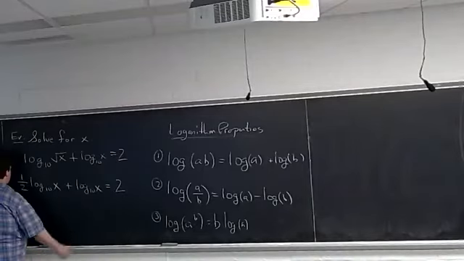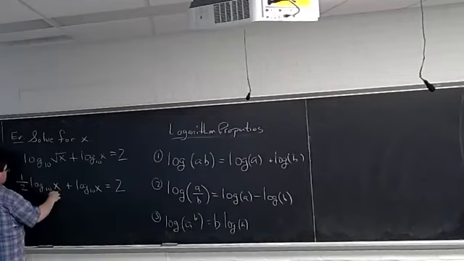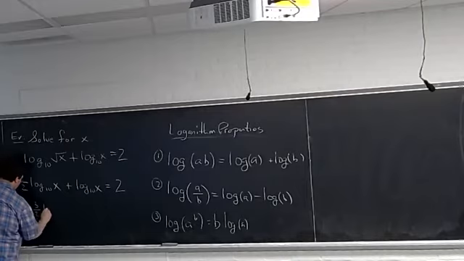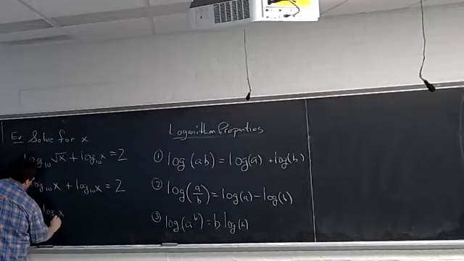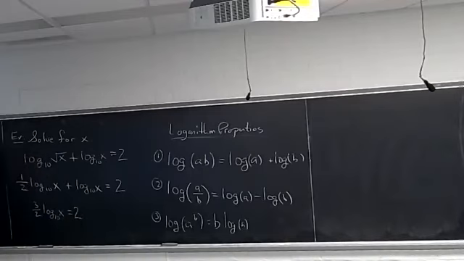Now, how do we solve this? Well, we have 1/2 of something plus 1 more of that thing. If you have 1/2 of something and 1 of something, you have 1 1/2 of those things, also known as 3/2. 3/2 logarithm of x with base 10 equals 2.